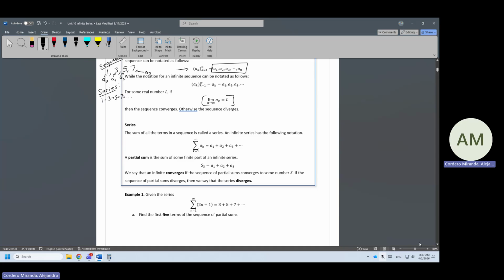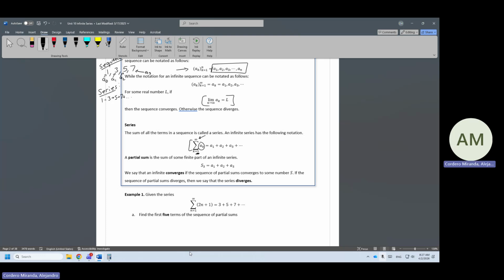All right, that's all about sequences. Then series, like I said, it's good to know about sequences because series are just a sum of sequences. So the sum of all terms in a sequence is called a series. An infinite series has the following notation with the sigma. You guys remember hopefully that just means add up all the terms that look like that, in this case from the first term to infinity.